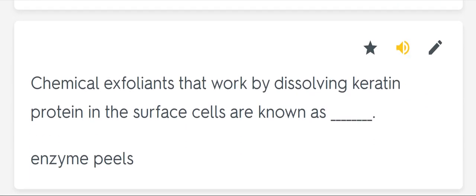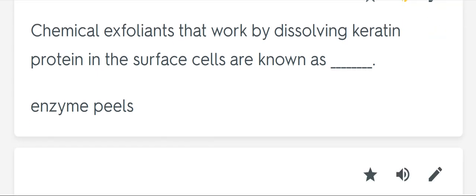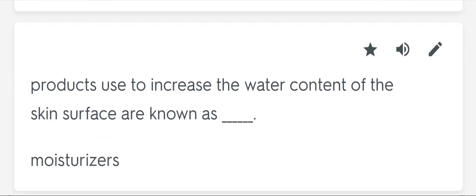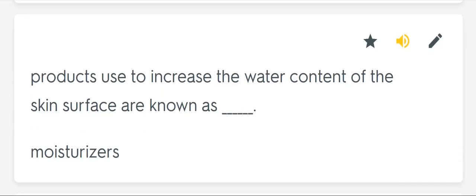Chemical exfoliants that work by dissolving keratin protein in the surface cells are known as blank. Enzyme peels. An enzyme peel that does not dry the skin and can be used during a steam treatment is the blank. Power form. Products used to increase the water content of the skin surface are known as blank. Moisturizers.